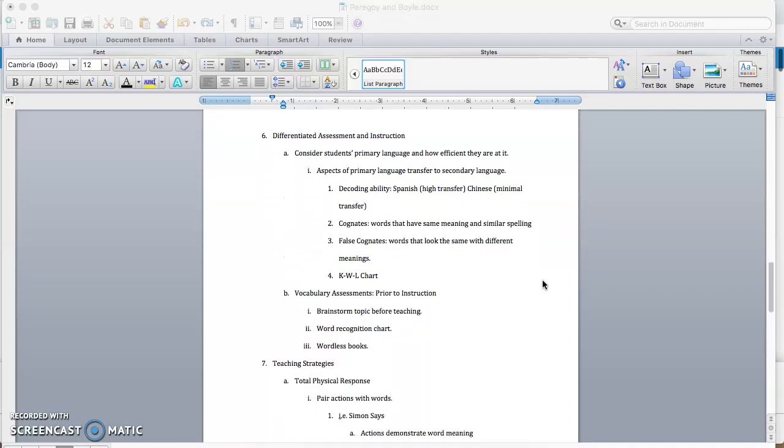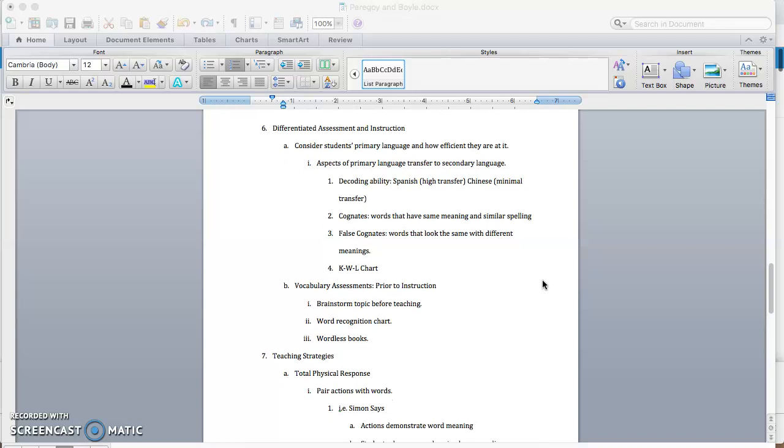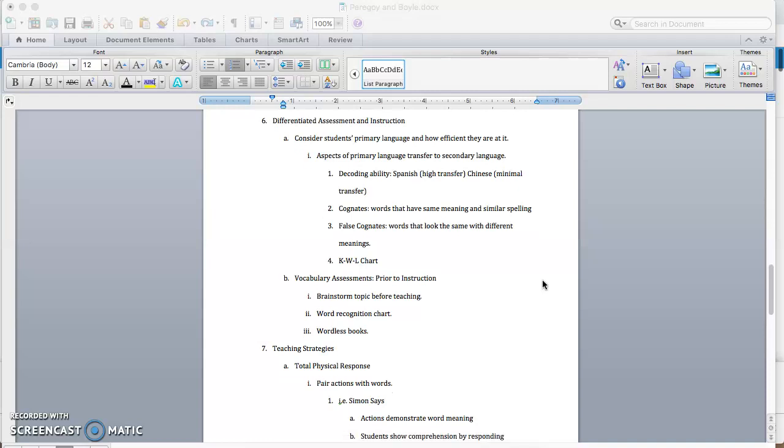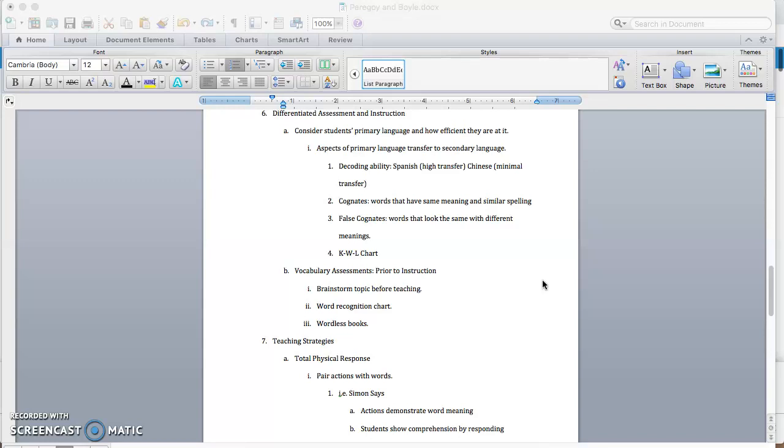And then we talk about differentiated assessment and instruction. It's very good for the teacher to consider their students' primary language and how efficient they are with it, and use that as a tool for the student to help develop their secondary language. Especially since understanding how the languages transfer, for instance, Spanish has a very high transfer and decoding ability, while Chinese is not as strong. And so understanding these things is very important.